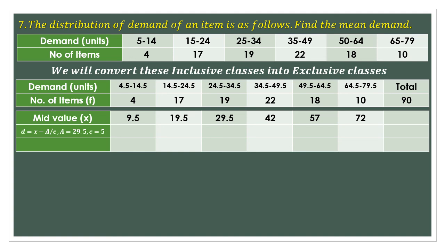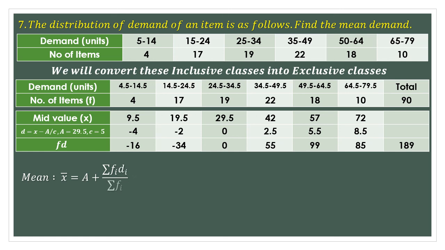Accordingly I will solve all the deviations here. 9.5 minus 29.5 divided by 5 is negative 4. 19.5 minus 29.5 divided by 5 is negative 2. 29.5 minus 29.5 is 0. 42 minus 29.5 divided by 5 will be a decimal answer, 2.5. Similarly, I will get 5.5 and 8.5. When I multiply these deviations with the number of items, I will get negative 16, negative 34, 0, 55, 99 and 85. When I make a total, I get 189.